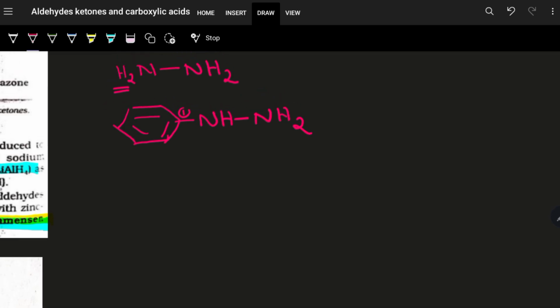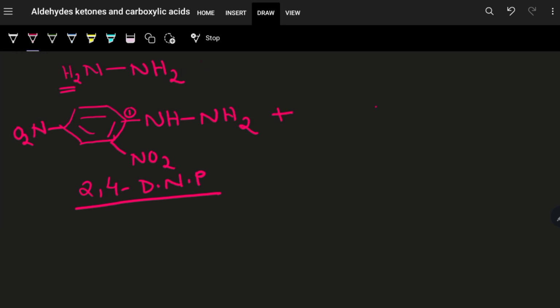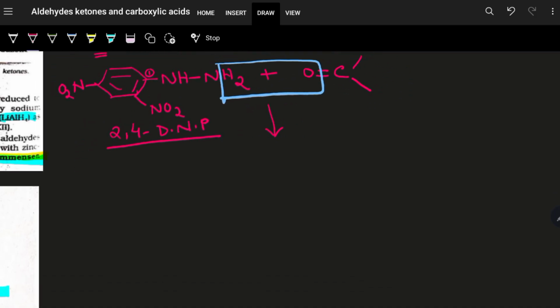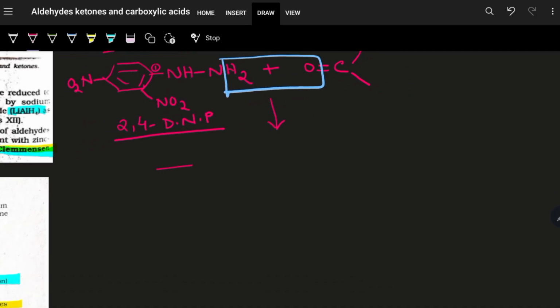This is carbon number 1. At 2 position there is a nitro and at 4 position there is a nitro, and this is the structure of 2,4-dinitrophenylhydrazine, 2,4-DNP. When it reacts with a carbonyl carbon, C double bonded O, then there is elimination of H2O and you will get 2,4-dinitrophenylhydrazone. The structure will be having this.